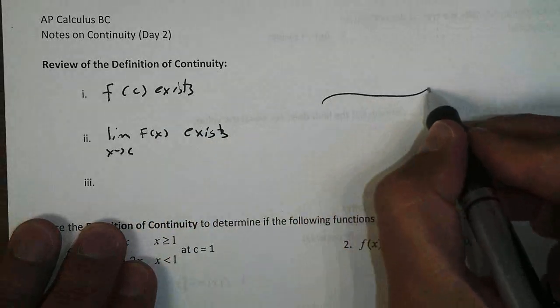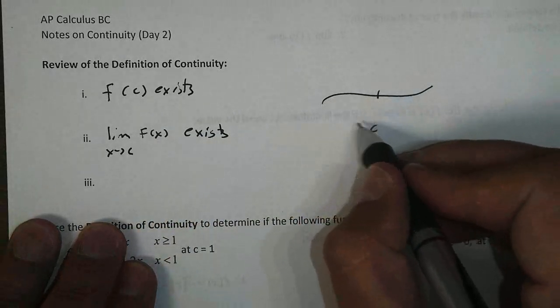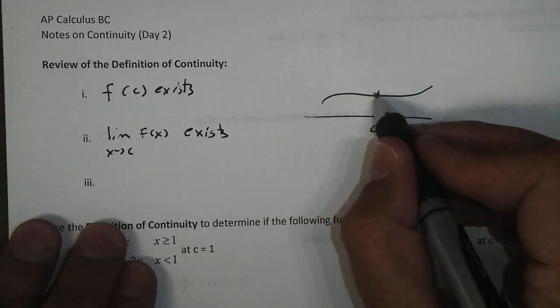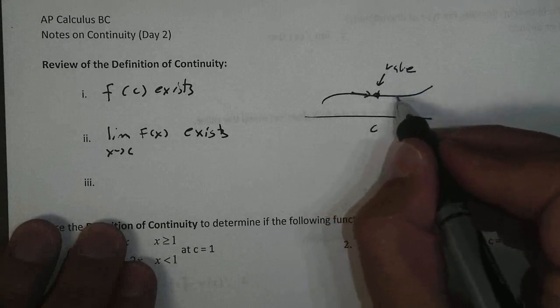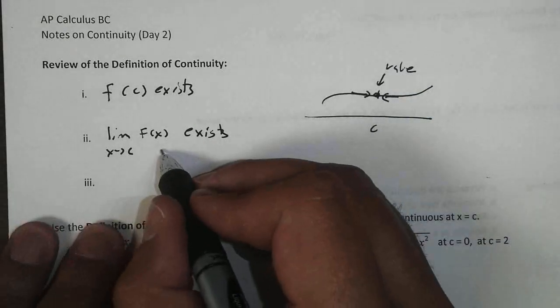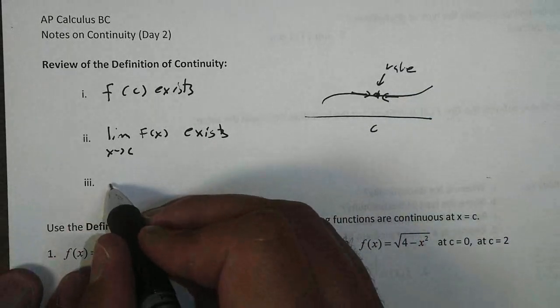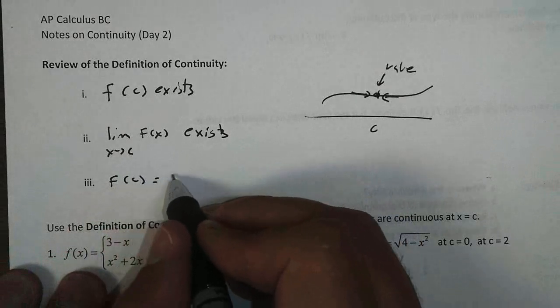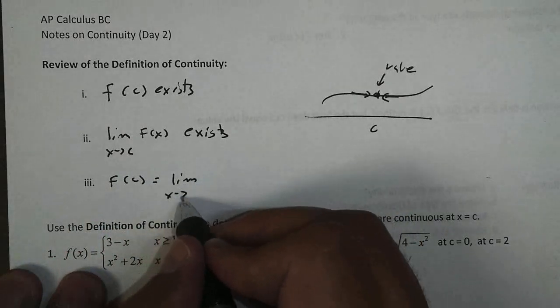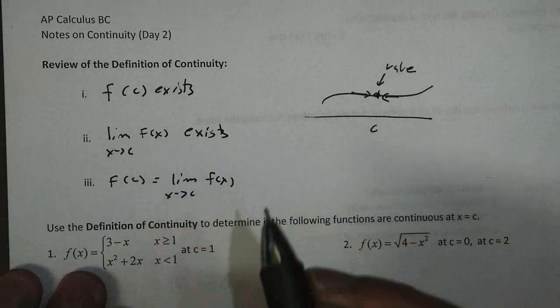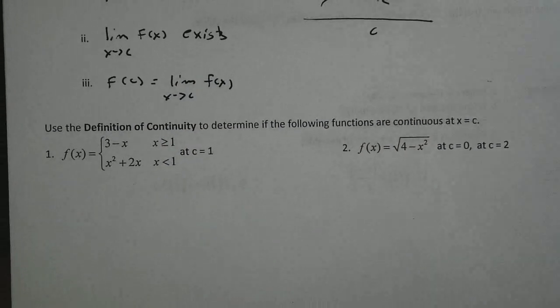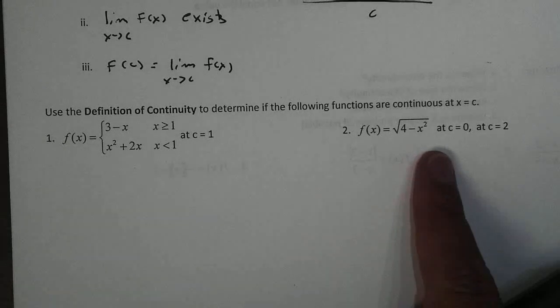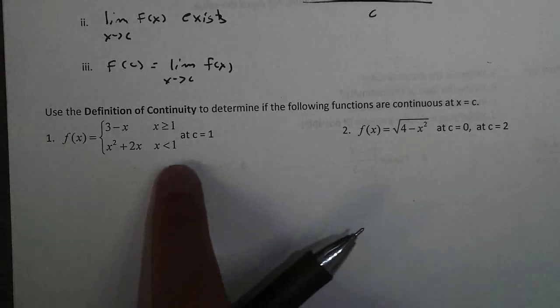And so if we have a function like right here, here's x equals c right there, we want to make sure that one, we have a value and that we are approaching that value. That's our limit. And the last one is to show that the value equals the limit as x approaches c of our function. Now, we talked a bit about these yesterday, so we'll just take a look at a couple more examples right over here.